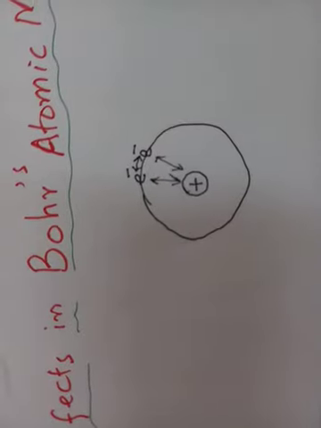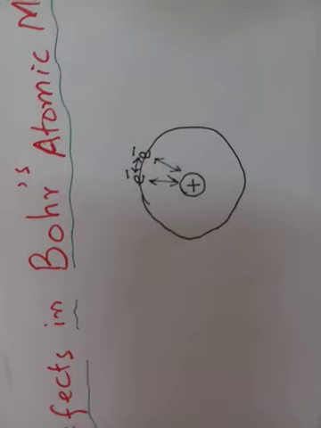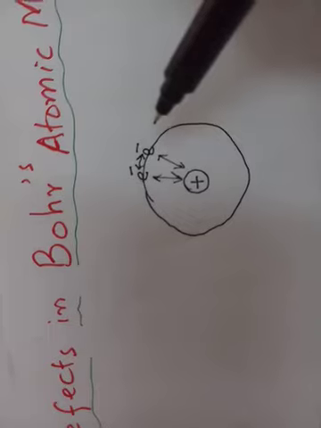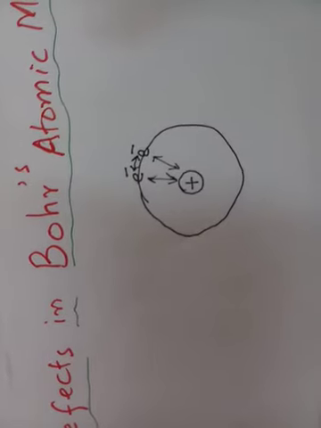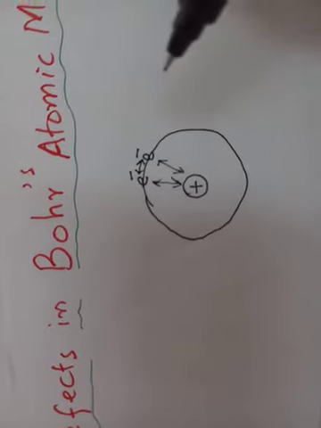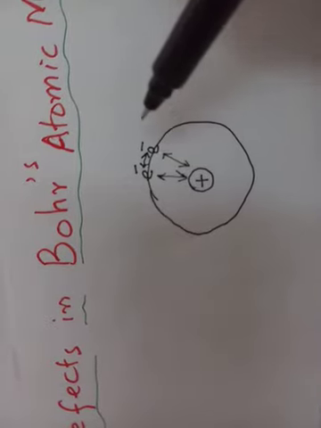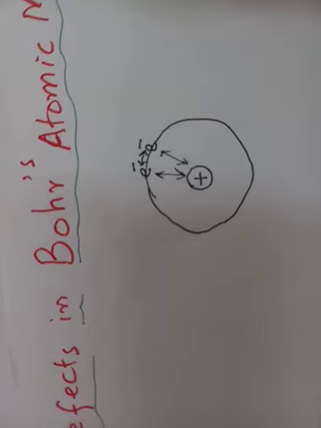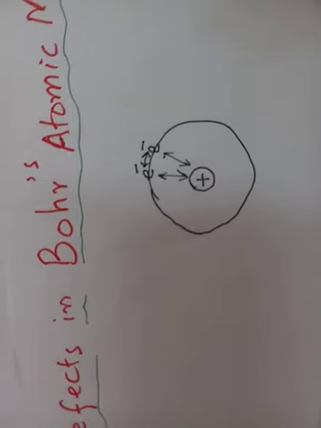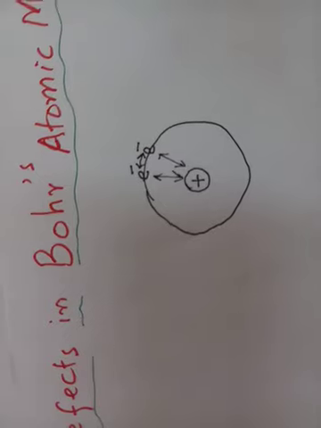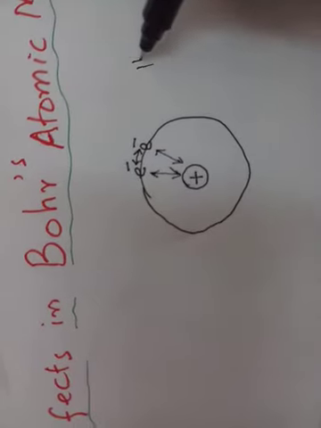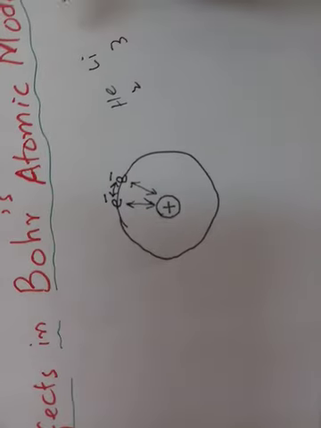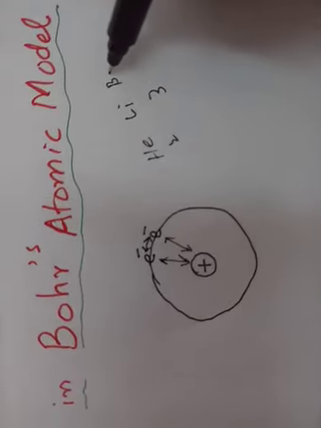So that's why one of the first defects in the Bohr atomic model is that it cannot be applied to multi-electron systems. Multi-electron system means those atoms or ions which have more than one electron, 2, 3, 4 or many electrons. So the Bohr atomic model can never be extended to those atoms or ions which have more than one electron. For example, helium has 2 electrons, lithium has 3 electrons, and similarly beryllium has 4 electrons.